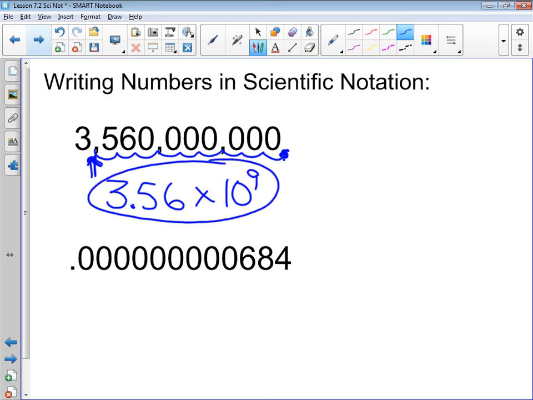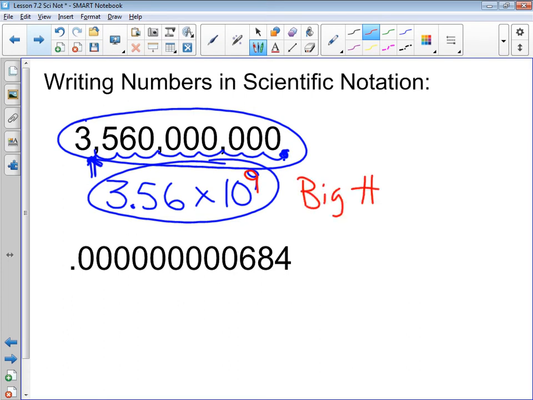And that's it. Now notice that this is a really big number. When you're writing really big numbers in scientific notation, the exponent on the power of 10 will always be positive. A big number equals a positive exponent.